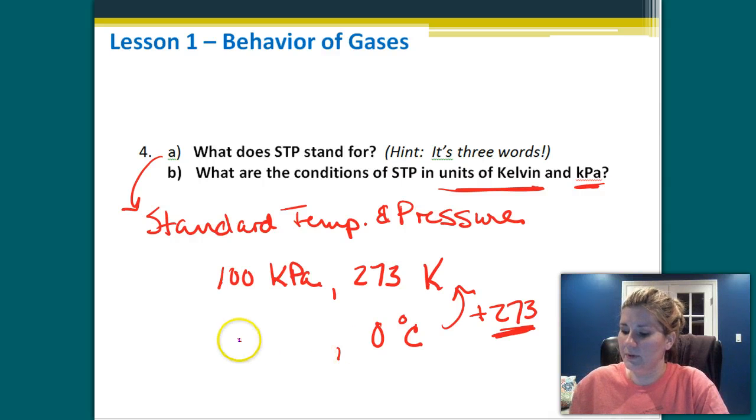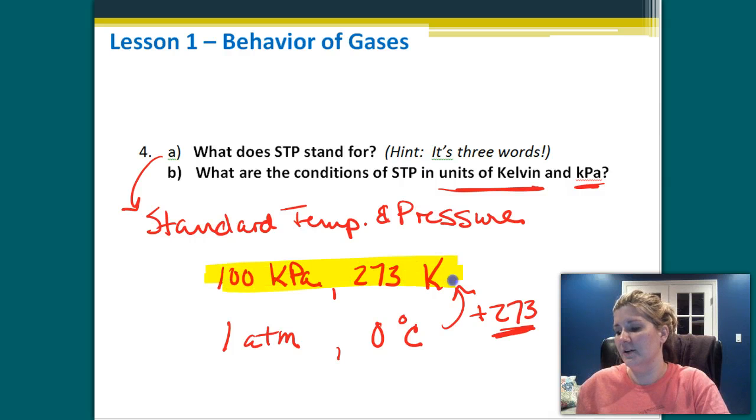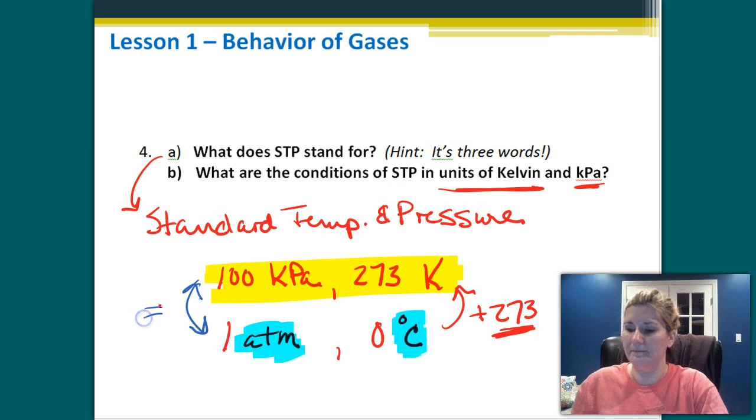And also, I believe 100 kilopascals is equal to 1 atmosphere. So just know that standard temperature and pressure is characterized by a certain set of conditions, but the units on those conditions don't have to be expressed in Kelvin, doesn't have to be expressed in kilopascals. These things are exactly equivalent. Okay?